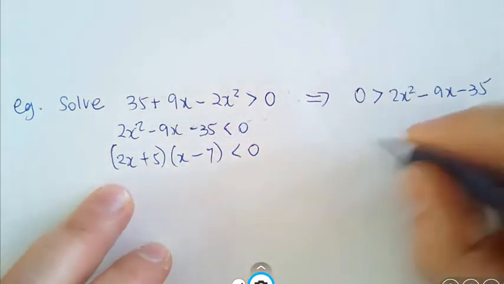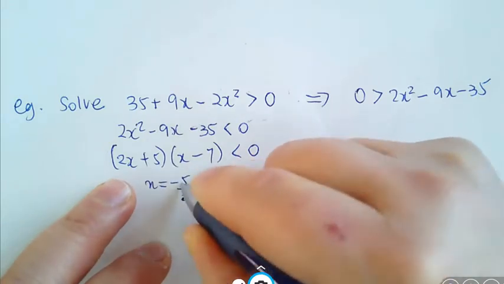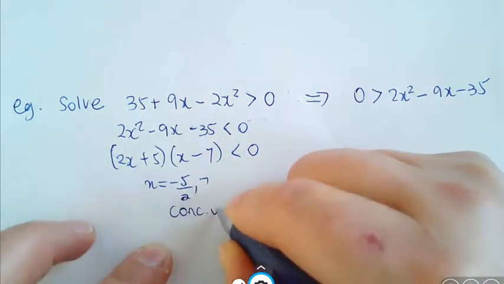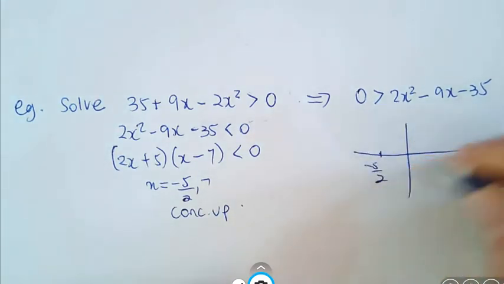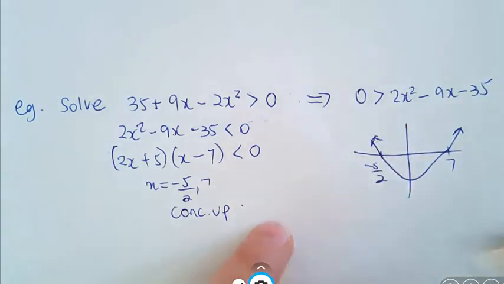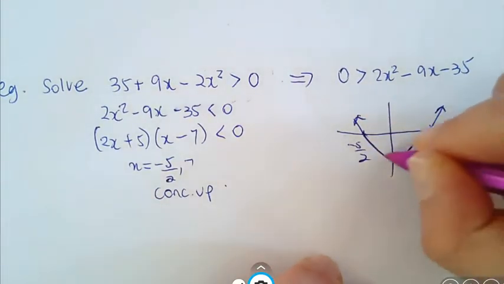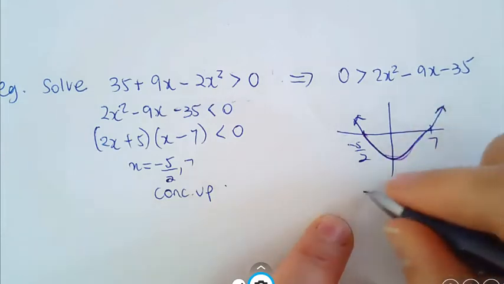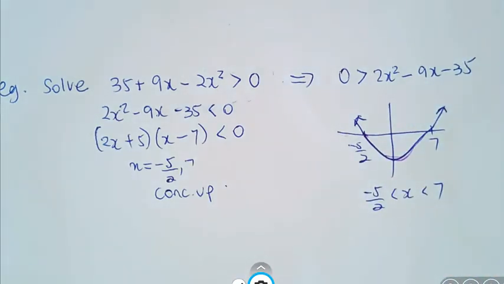So this is concave up. X-intercepts are -5 on 2 and 7, and it's concave up in this format. So we've got -5 on 2 and we've got 7. Sorry, I know it's a bad diagram. And where is this less than 0? You want this bit here. Where is it less than 0? From -5 on 2 to 7.